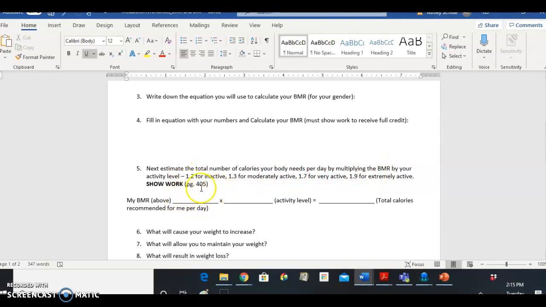So you're going to take your 1,683 times, let's just say I work out 3 days a week, so times 1.3, and then that's going to give me the total calories I need for my base metabolism plus the calories I consume. All right, and then you're going to answer these questions from the book.